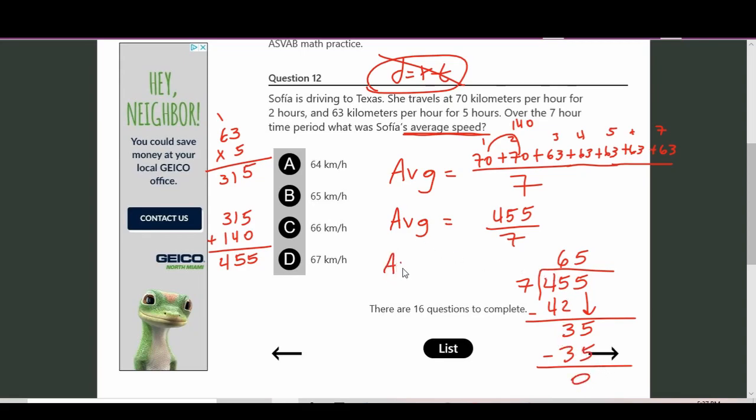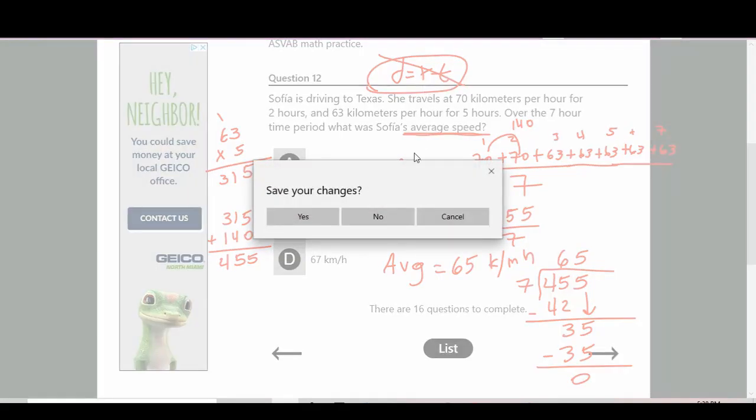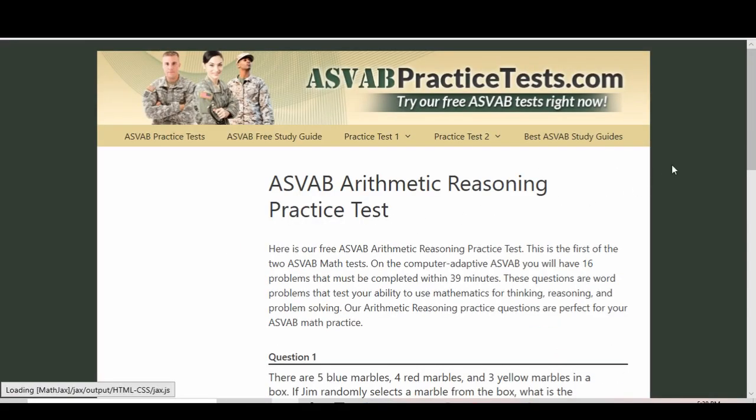And to answer this question, if she drove at 70 miles per hour for 2 hours and 63 kilometers per hour for 5 hours, that means she drove at an average rate of 65 kilometers per hour. So that's that one. Again, you may be noticing that you have to be good with long division, addition, multiplication, and subtraction to do well on this test. So let's go ahead and move on to number 13.